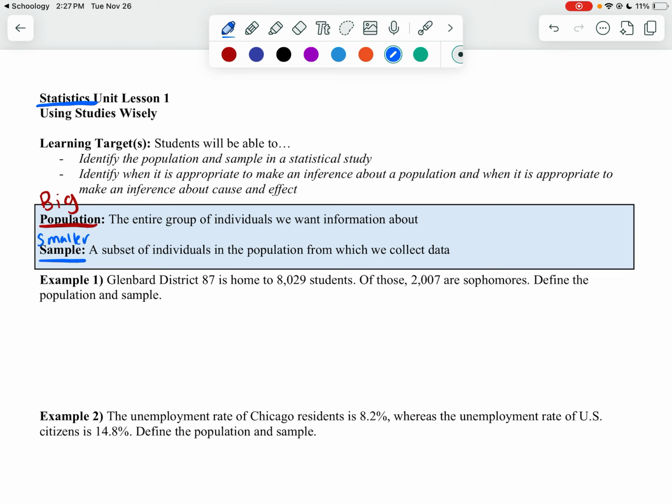Okay, so first thing we're going to do is just identify what is what. Okay, so example 1. Glenbard District 87 is home to 8,029 students. Of those, 2,007 are sophomores. So define the population and the sample. Okay, we're going to do some writing today. Okay, so the population is the bigger group. So when you're thinking about there's 8,029 students and then there's also 2,007 sophomores, what's the bigger group? It's the students.